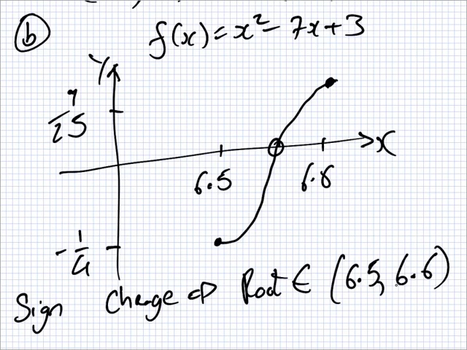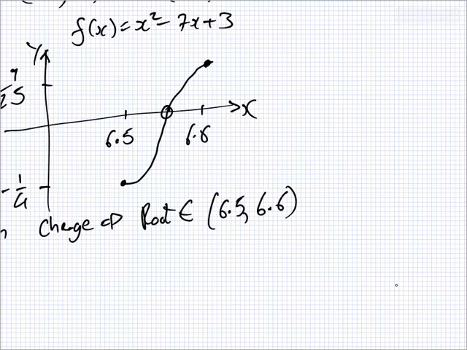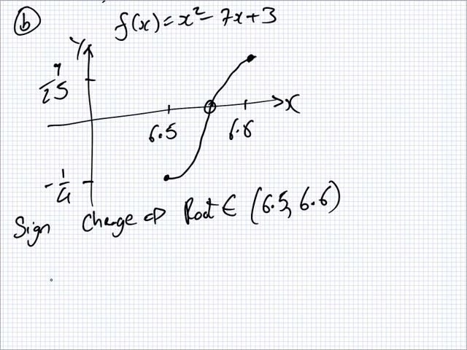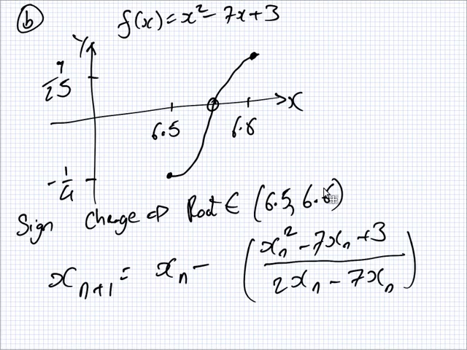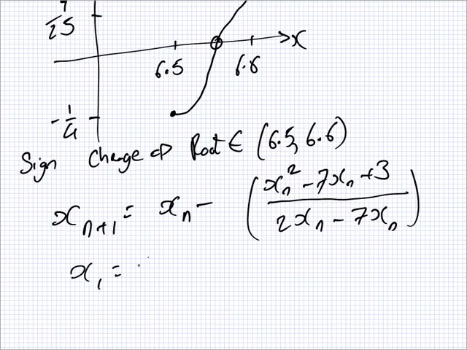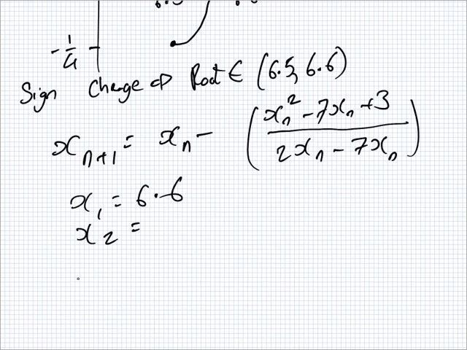The next part is to use Newton-Raphson's formula to find this root. So Newton-Raphson's formula is x(n+1) equals xn minus, and on the top is the function, xn squared minus 7xn plus 3, and on the bottom is its derivative. And they tell us to start at 6.6. And how many times do we need to use the rule, does it say, KJ? Twice. So they want you to go to x3. So we put in 6.6.